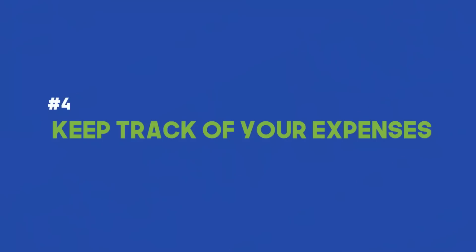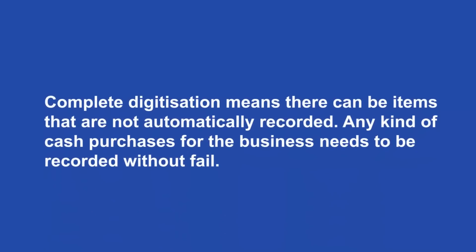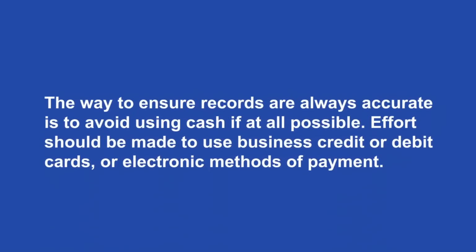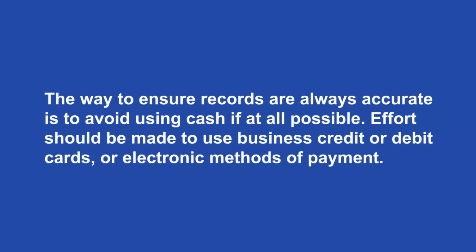Number 4, and a good one on my list, is keep track of all your expenses. Complete digitalization means there can be items that are not automatically recorded. Any kind of cash purchases for that business needs to be recorded without fail. The way to ensure records are always accurate is to avoid using cash if at all possible. Effort should be made to use business credit or debit cards or electronic methods of payment.